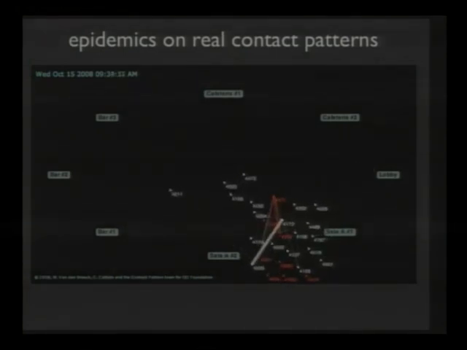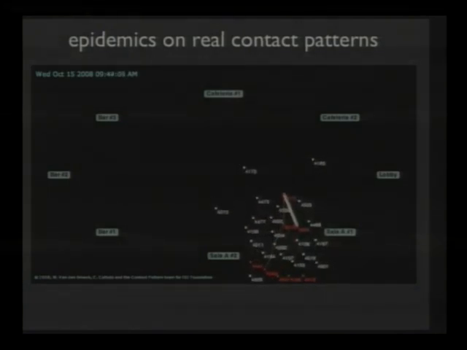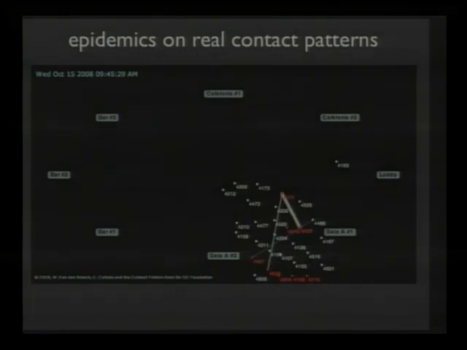And so here you see basically that during the conference, not many people are infected. Most of them get infected, of course, during the breaks when you really spend time talking to each other.